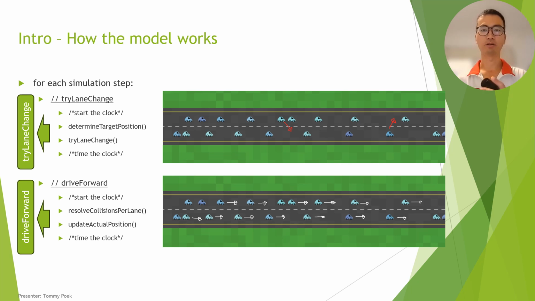First of all, lanes need to resolve collision one by one. Okay, so resolve collision per lane, and after that, after collision is resolved, all cars are going to update their actual position given their target position.